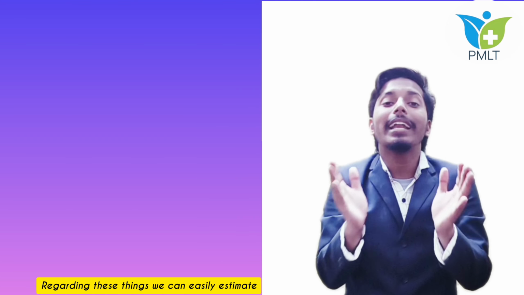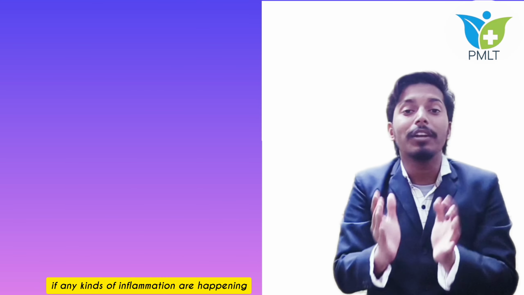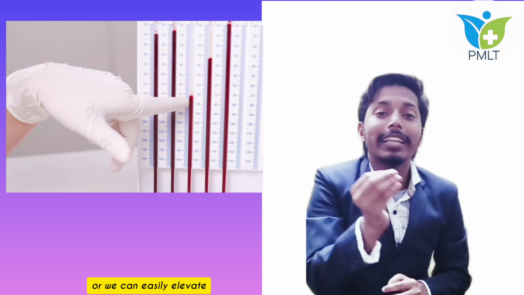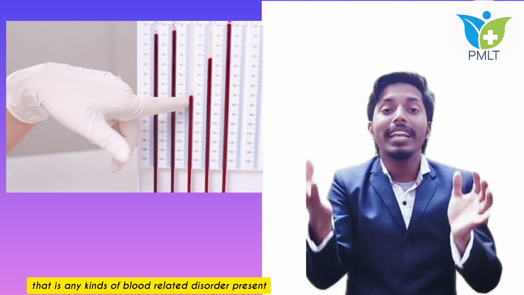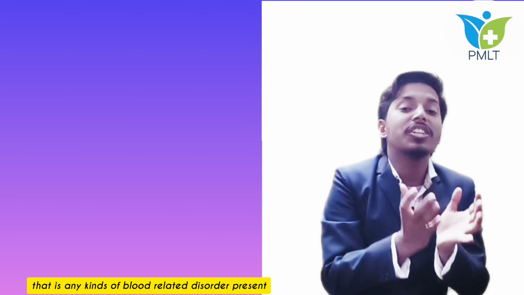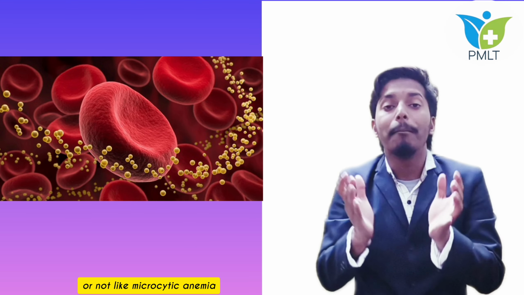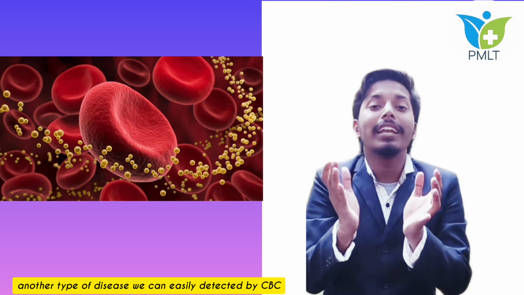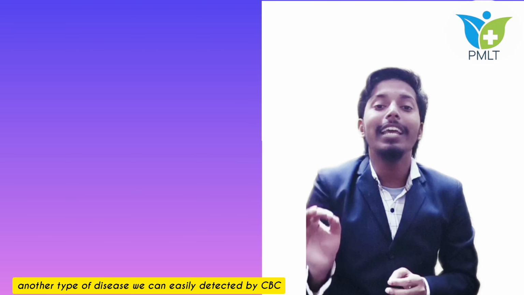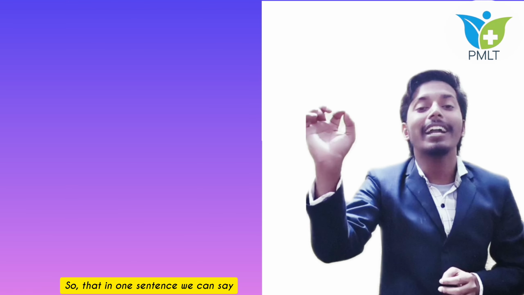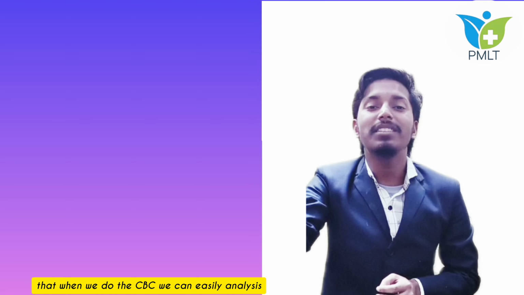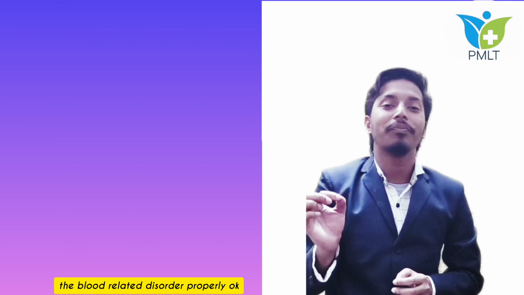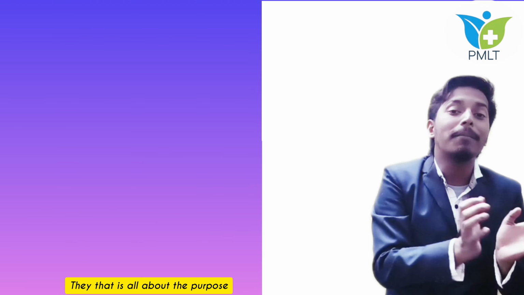Regarding these things, we can easily estimate whether any kind of inflammation is happening or not through ESR. We can also evaluate whether any blood-related disorder is present, like microcytic anemia, macrocytic anemia, hemolytic anemia, and other types of disease that we can easily detect by CBC. So in one sentence, when we do the CBC, we can properly analyze blood-related disorders. Okay, that's all about the purpose.